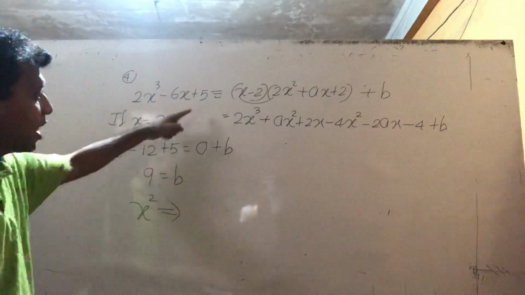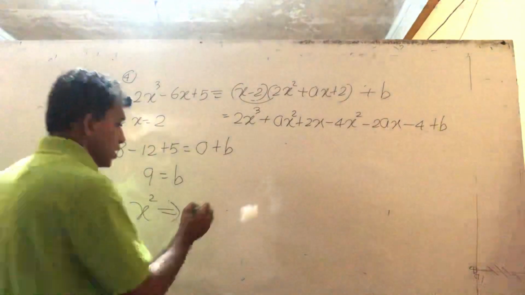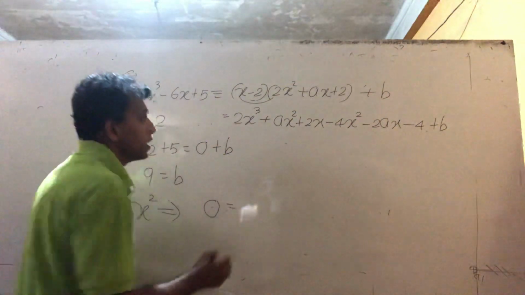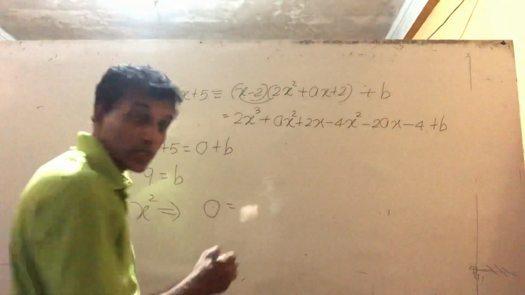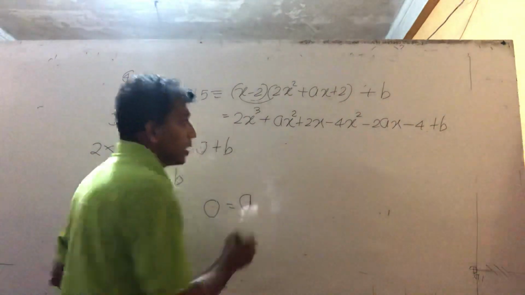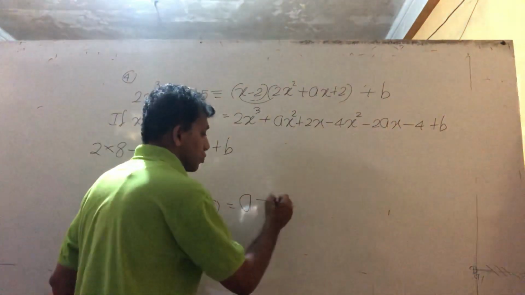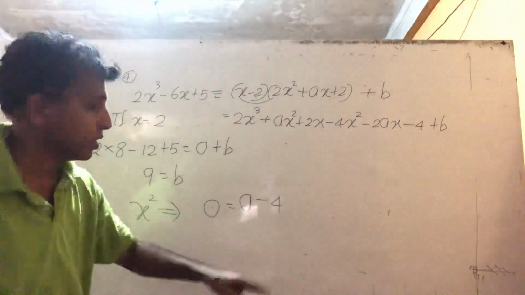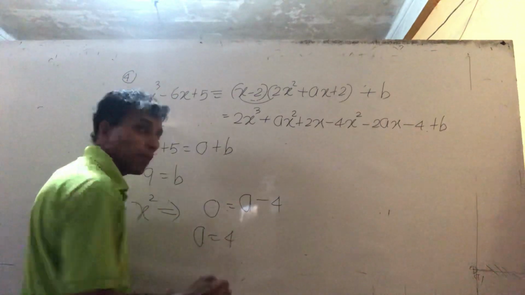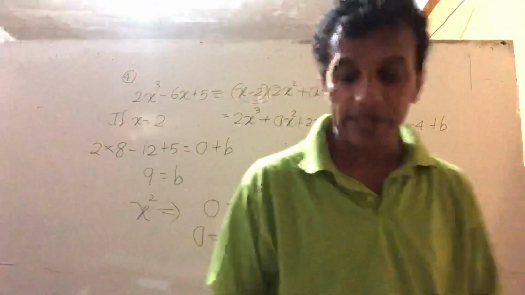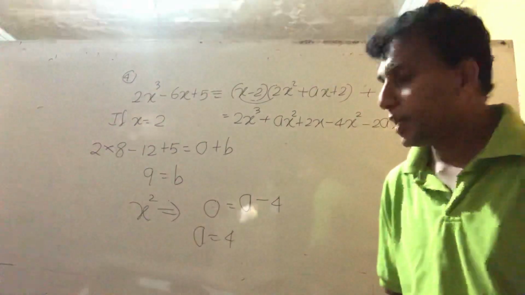See the left hand side, how many x squares? No x square, so 0. Here, see how many x squares are available: a x squared, therefore the coefficient is a, minus 4x squared, therefore minus 4, and no x square after. So take a is 4. If you use any method, the answer for the constant is finally the same value, right? So a equals 4, b equals 9.